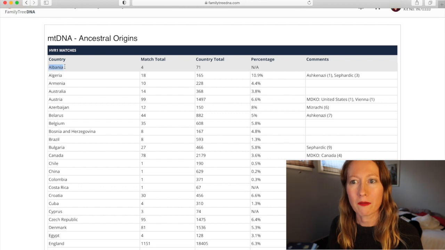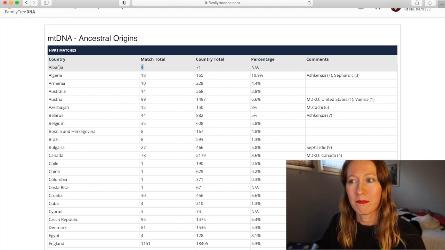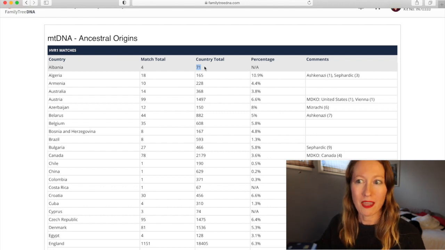So Albania, for example, this first one, this is telling me that four of my matches have logged Albania as being their most distant known country. So if they've gone mother to mother to mother to mother as far as they could go, they landed on Albania, four of them. Country total is that 71 people who've taken an MtDNA test have logged Albania as their furthest back. But four of those are matches to me. Does that make sense? So 71 people have said my furthest back maternal ancestor is from Albania, but four of those are from my haplogroup. So they match with me.